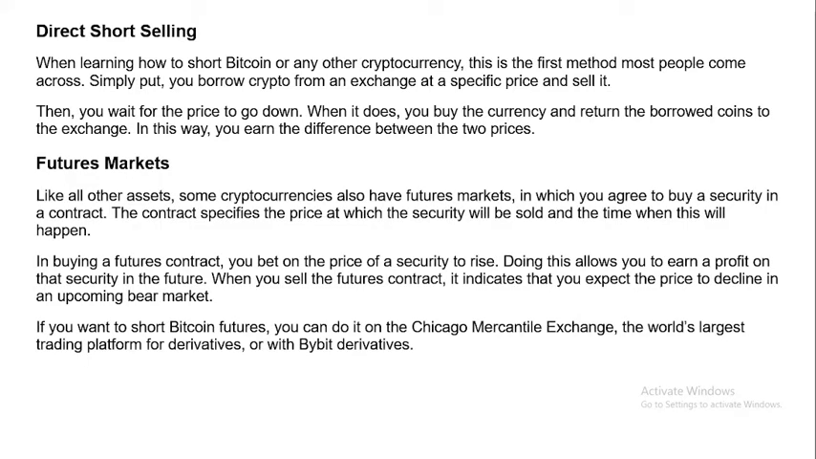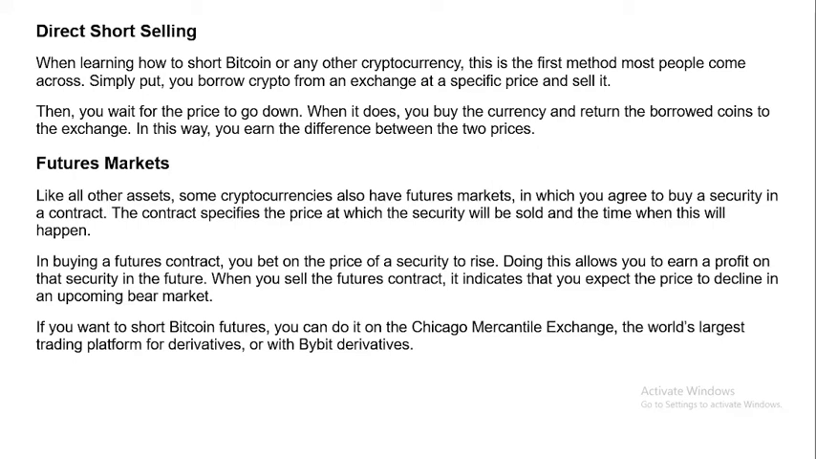So there's the direct short selling. When learning how to short Bitcoin or any other cryptocurrency, this is the first method most people come across. Simply put, you borrow crypto from an exchange at a specific price and sell it. Then you wait for the price to go down. When it does, you buy the currency and return the borrowed coins to the exchange. In this way, you earn the difference between the two prices.